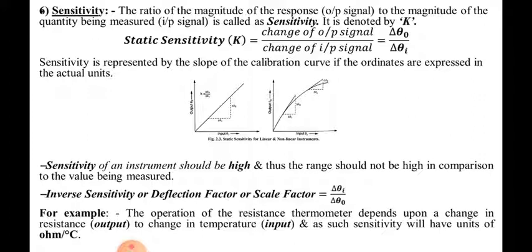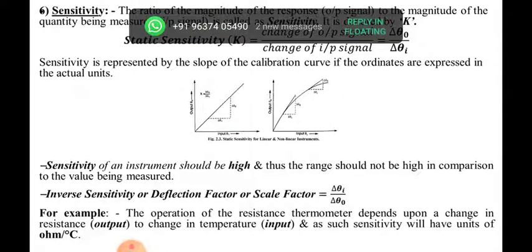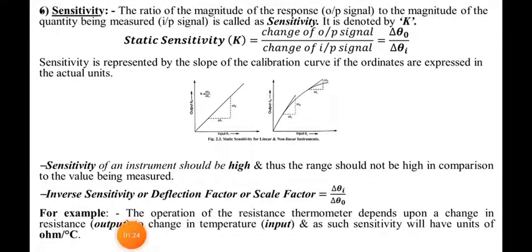Basically, static sensitivity is nothing but the output upon input. The output is the response given by the instrument, in terms of a signal, after giving a certain input to it. Static sensitivity is the ratio of change of output signal to the change of input signal, and it is represented by delta theta suffix o divided by delta theta suffix i.